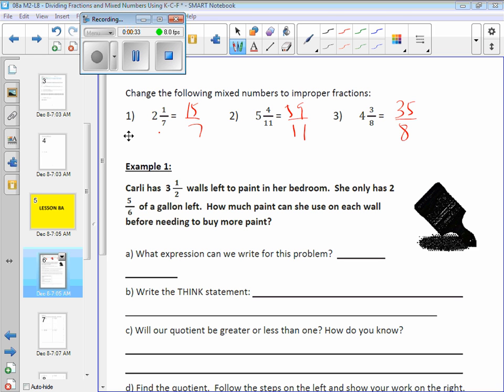You don't have to do it that way by putting all the denominators first, but if you're struggling figuring out what the denominator is, it's always the same as it is in the mixed number. It never changes.